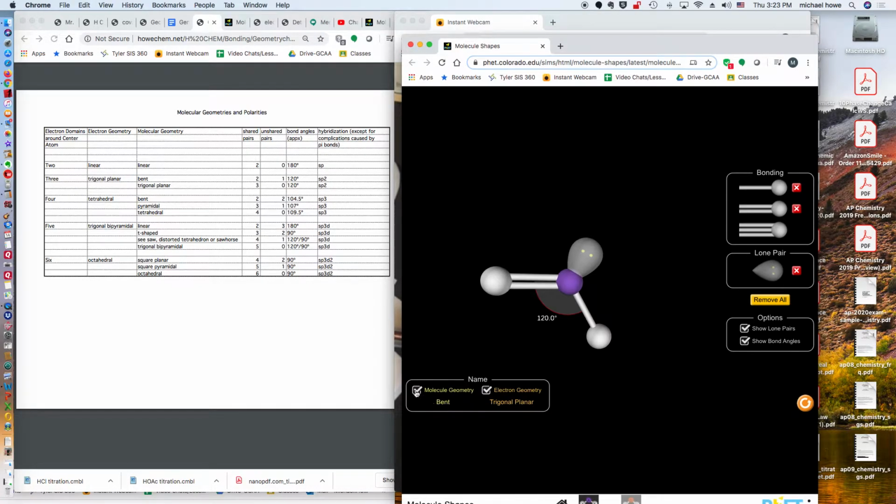Well, if you look at just the electron geometry, these electrons, there's 3 domains. See, there's a domain here, and a domain here, and a domain here. So you go over here, 3 domains. We call that trigonal planar.